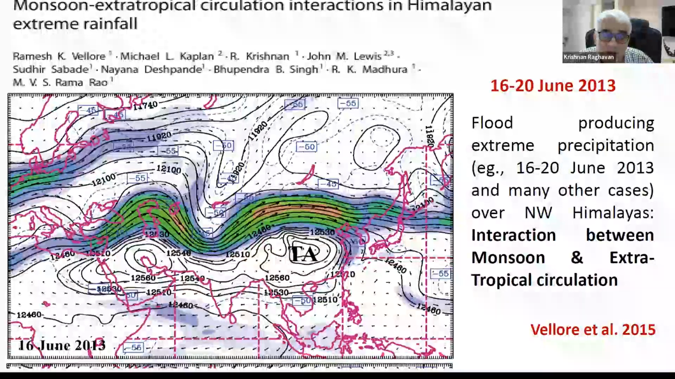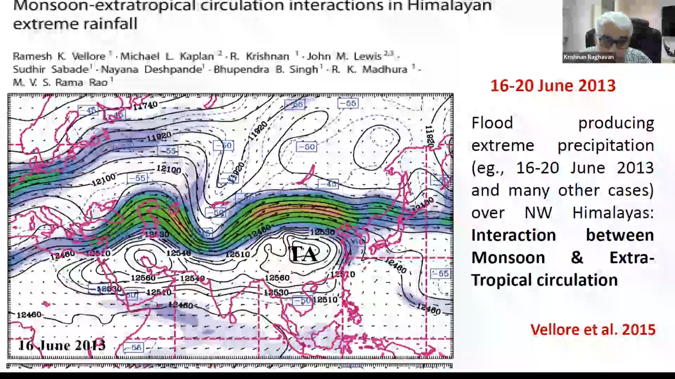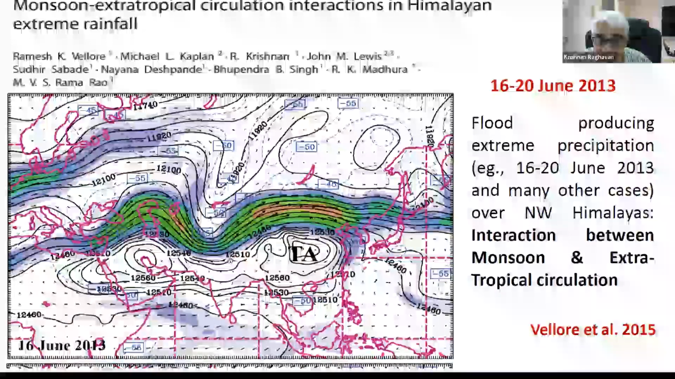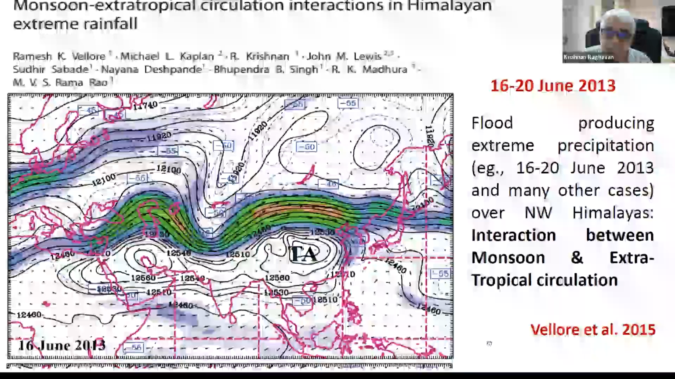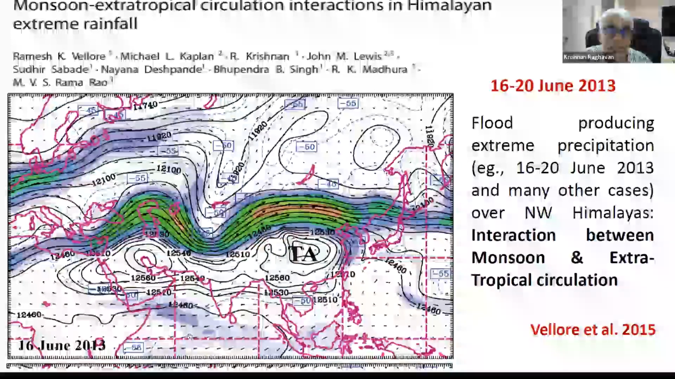And at the same time, it also coincided with a very deep mid-latitude trough. It is almost coming from the polar regions. So there was this convergence of the mid-latitude trough and the low pressure systems from the Bay of Bengal, which carried the moisture from the oceanic regions and led to very strong convergence in the Himalayas. And so this is a very, very important case of interaction between the tropical and the extratropical circulation, which resulted in heavy precipitation and flooding during 2013 in the Himalayas.